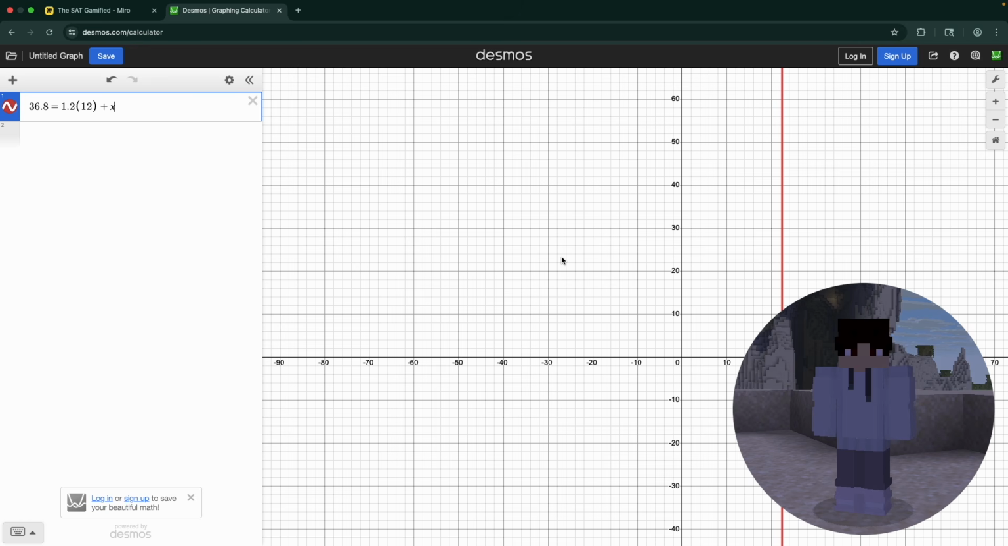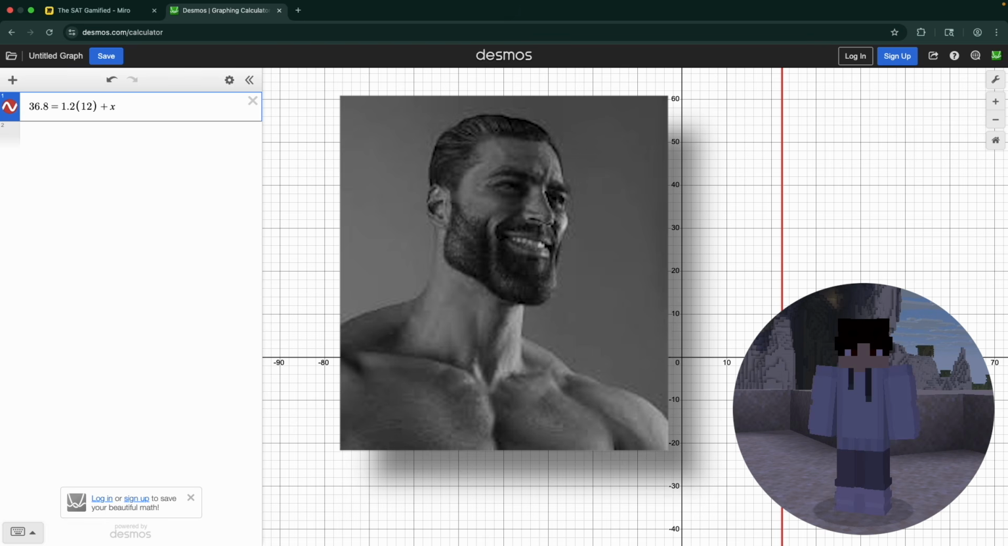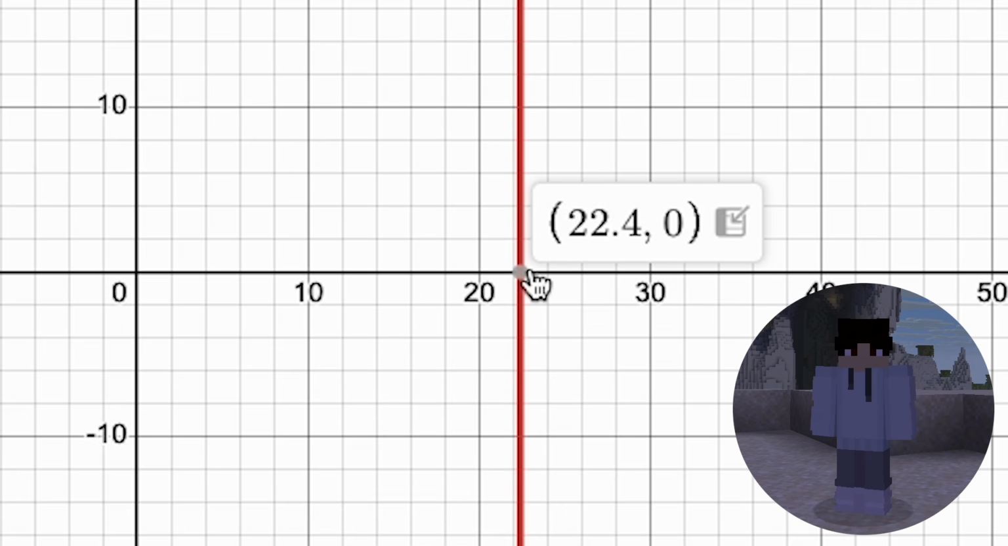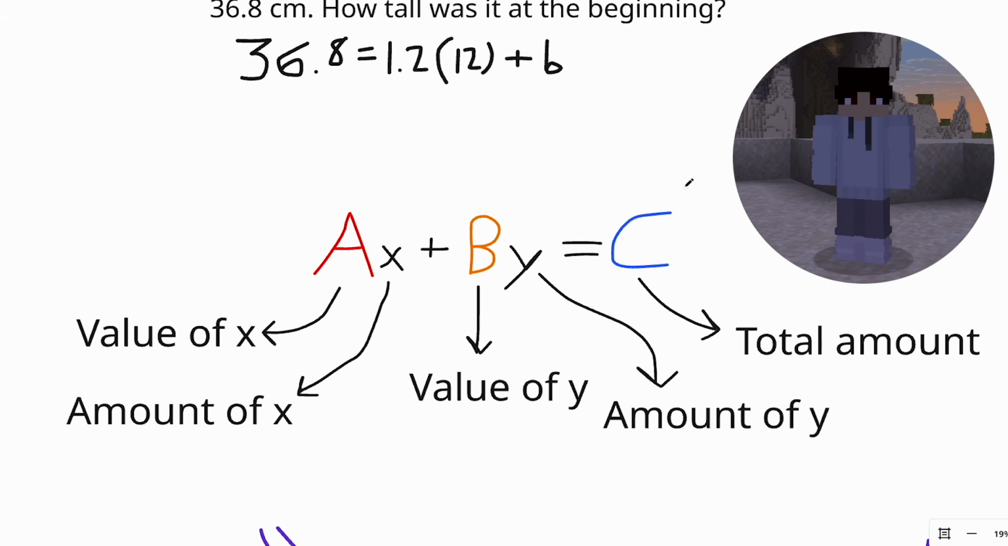I can literally just put this exact equation into Desmos because I'm not a GigaChad, and the answer is going to be 22.4. You also can see linear equations in word problems like this: ax plus by equals c.